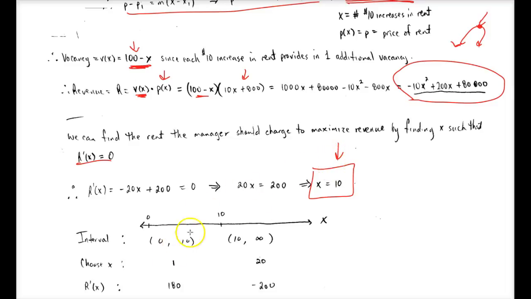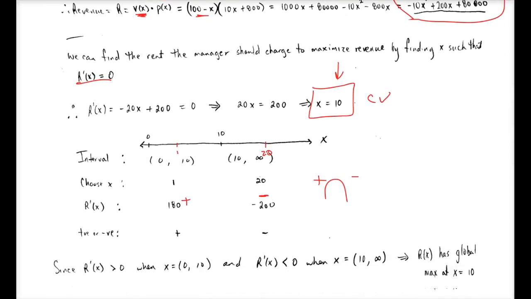We use it as our critical value and do some test points around it. I use a test point of 1, and over here a test point of 20. We see that revenue is increasing if I only do one multiple of $10 increase, and if I do 20 multiples of $10 increases, which is basically $200, revenue is decreasing at that time. So going from revenue increasing to decreasing looks like a global max.